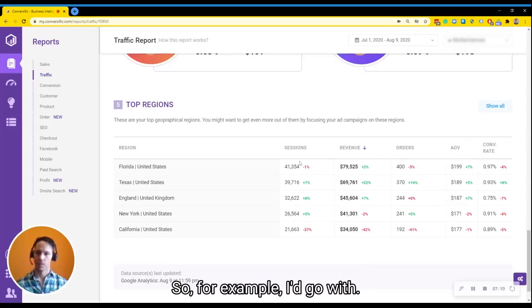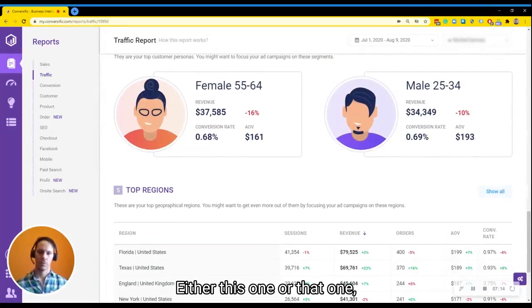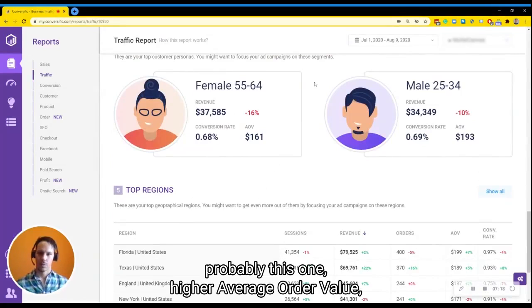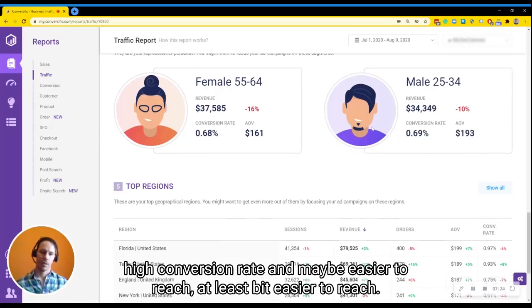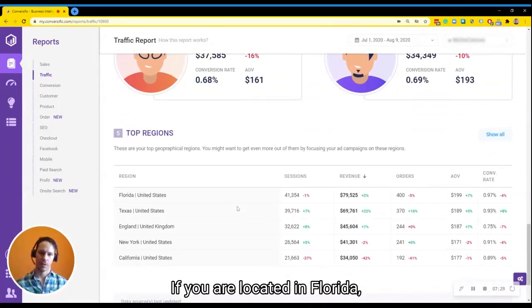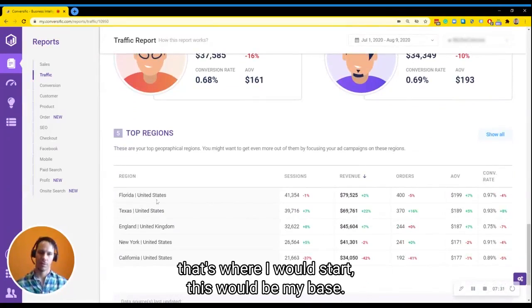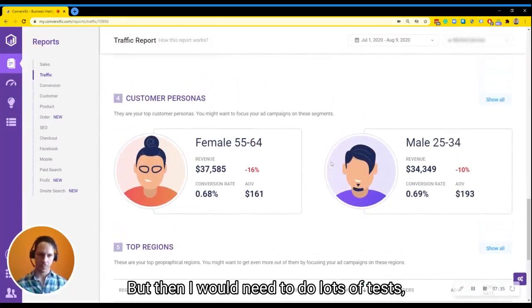So, for example, I would go with either this one or that one. Probably this one. Higher average order value, high conversion rate, and maybe easier to reach, at least a bit easier to reach. And then if you're located in Florida, that's where I would start. This would be my base. But then I would need to do lots of tests.